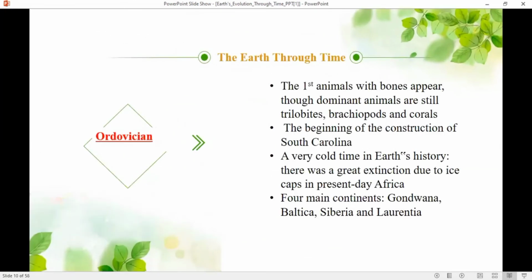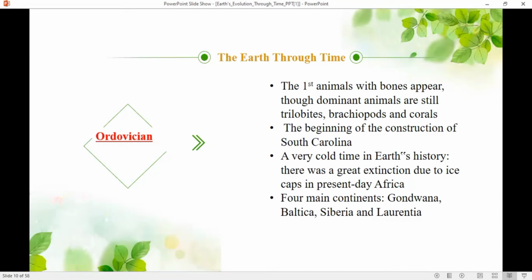In the Ordovician period, the first animal with bones appeared. The dominant animals were still trilobites, brachiopods, and corals. A very cold time in Earth's history, there was a great extinction due to ice caps in present-day Africa. The four main continents are Gondwana, Baltica, Siberia, and Laurentia.